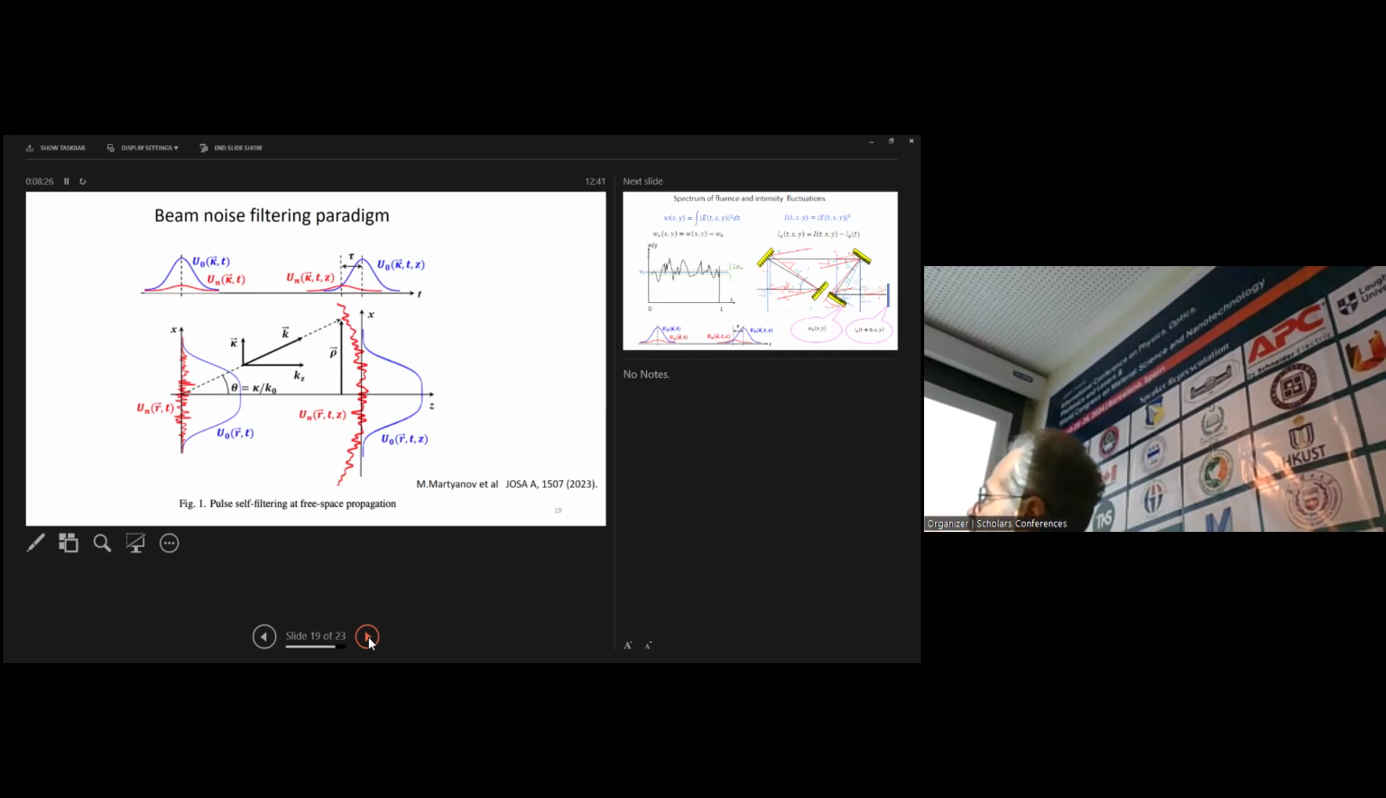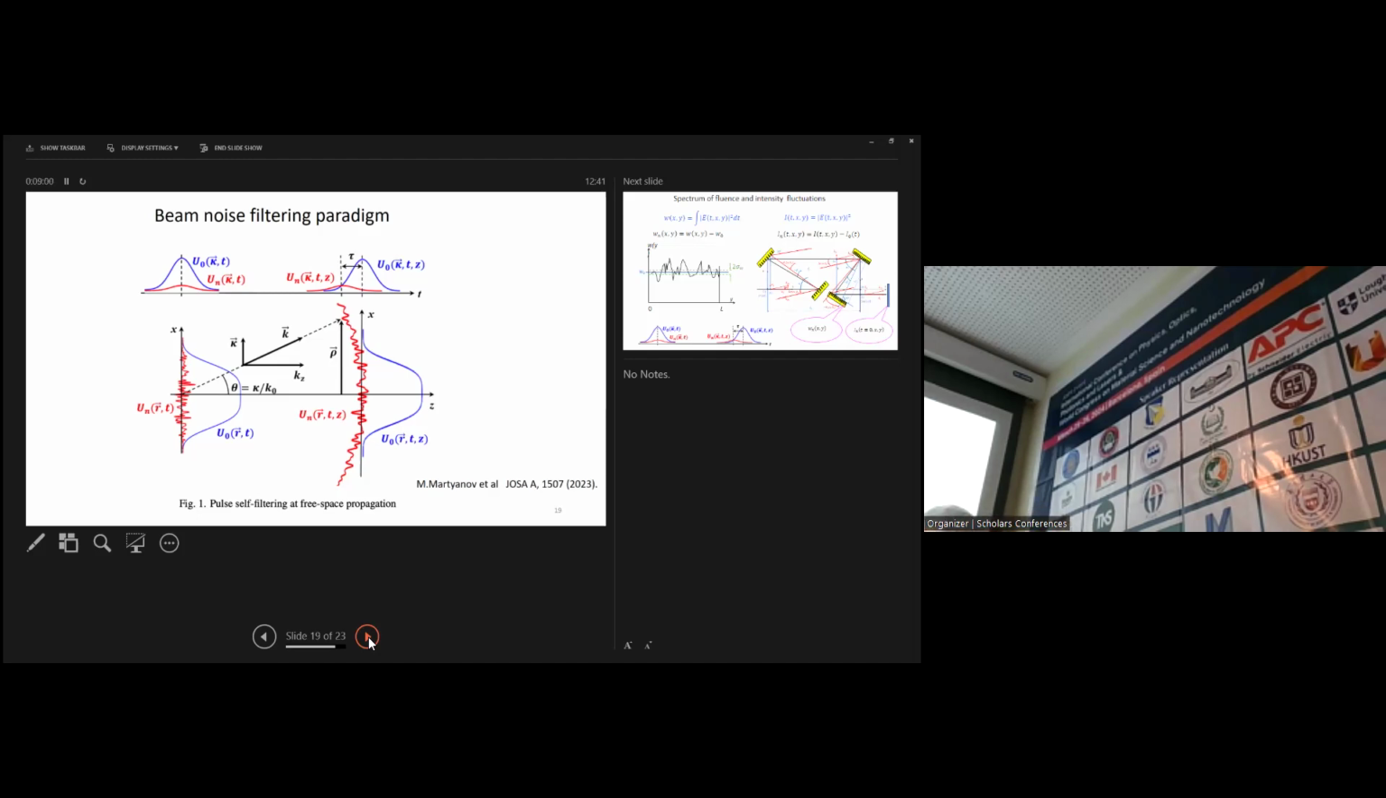After propagation, even in free space, of course we have diffraction in the space domain, and this red noise contains the full spectrum of k vector, and due to diffraction, such k vectors sooner or later are removed from the beam, from the aperture of the beam, and do not impact the beam quality. I mean this part of the beam.